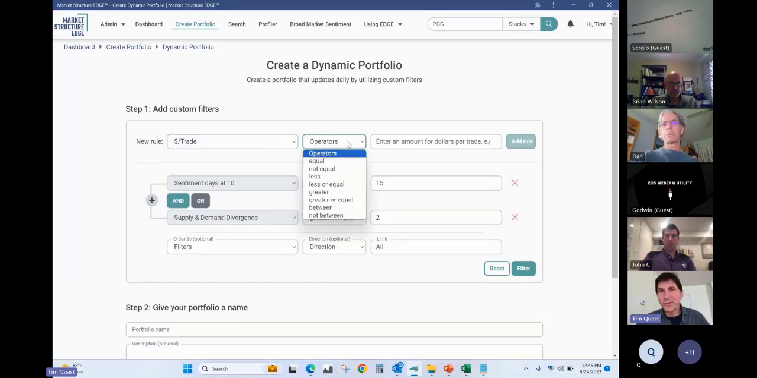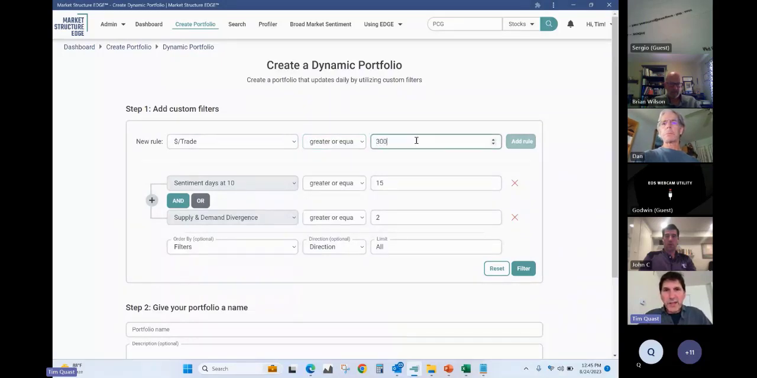So I like to do that this way. You could do it with volume, you could do it with market cap. I like to say, well, it trades more than $3,000 every time it trades. For perspective, what that means.